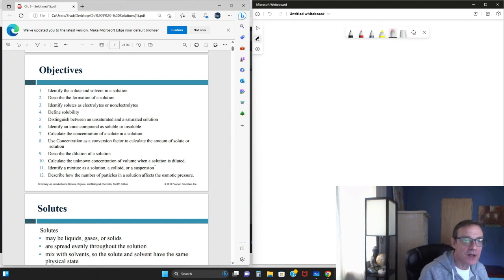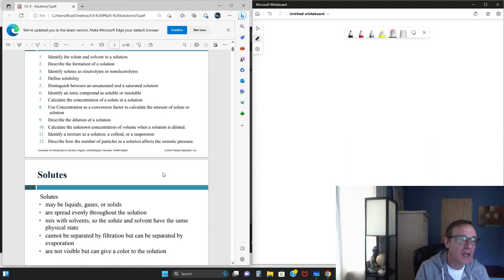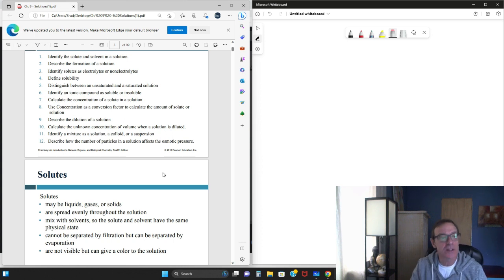Be able to calculate concentrations if you're given the volume and the molarity of a solution and it's diluted, and be able to differentiate between colloids, suspensions, and mixtures. And lastly, how the particles affect osmotic pressure, which I think you will see when we looked at red blood cells. So we'll be revisiting red blood cells and osmotic pressure.